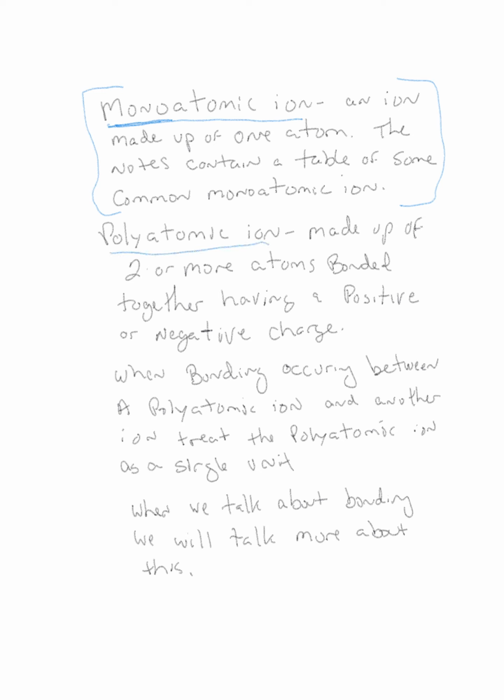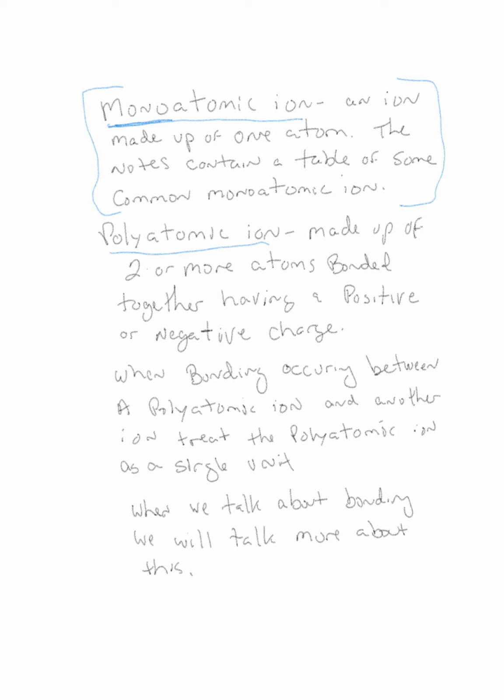A polyatomic ion, on the other hand, is two or more atoms that are bonded together, and they have a positive or negative charge. So a polyatomic ion is a group of atoms that are bonded together covalently. However, the group together overall has a net positive or net negative charge. So a polyatomic ion can be a cation if it's positive in charge, or an anion if it has a negative charge.